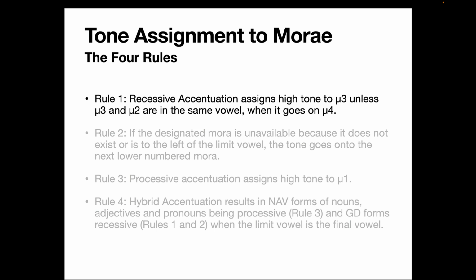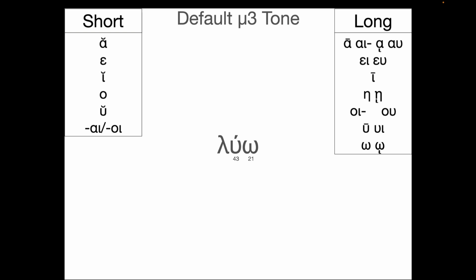Recessive accentuation, which is the most common and basic kind of accentuation in Greek, works by assigning the high tone to Mora 3, unless Mora 3 and 2 are in the same vowel, when the high tone goes on Mora 4. I'm just going to show you this with some of the forms that you're likely to learn very early in your Greek career. First, some verbs and then some nouns.